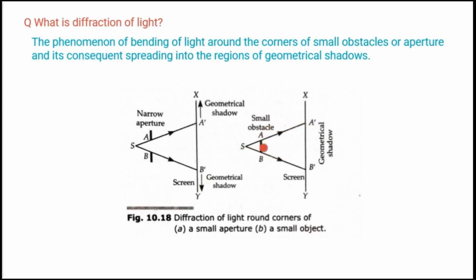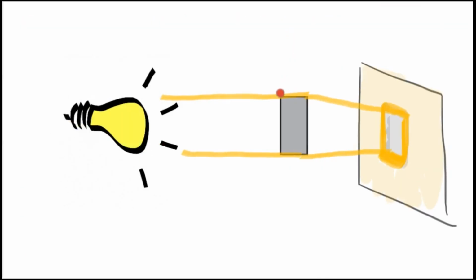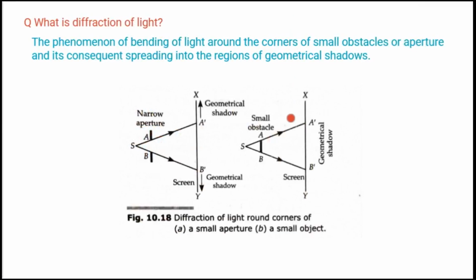In this case, what happens? The source is placed very close to the obstacles. Fine. In this case, the light bends outwards. This phenomenon of bending of light outwards is known as the diffraction of light. In my previous example, I showed that the light bends inwards, but here in this diagram, it has been shown that the light bends outwards.